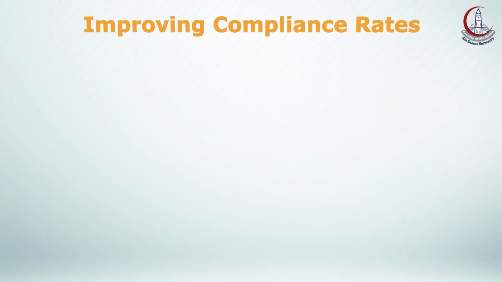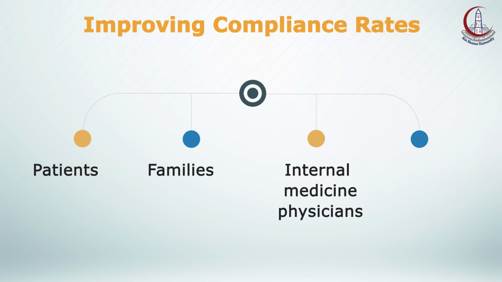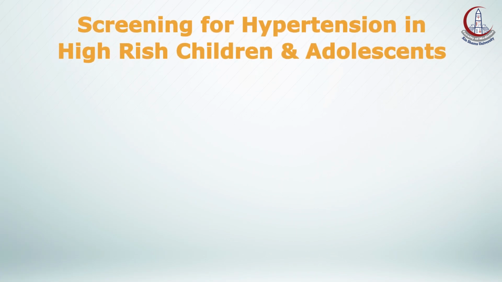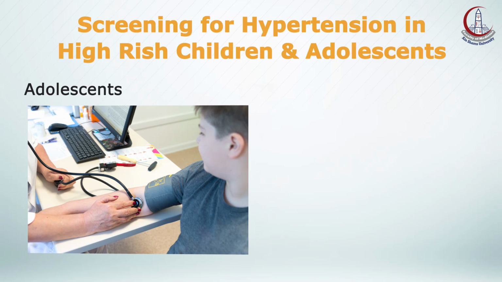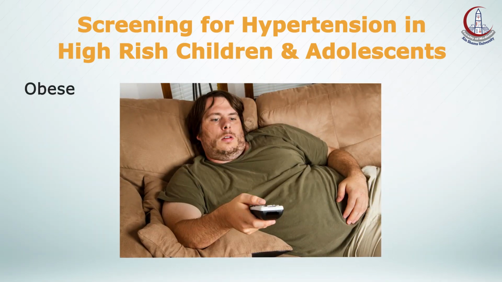The compliance rates can be improved through education directed to patients, families, through patient support and reminding of drug intake, and to internal medicine physicians through educating them how to reduce the non-compliance of patients to drug regimens and to the community. Finally, screening for hypertension in high-risk children and adolescents who have positive family history, smokers and obese should also be performed.